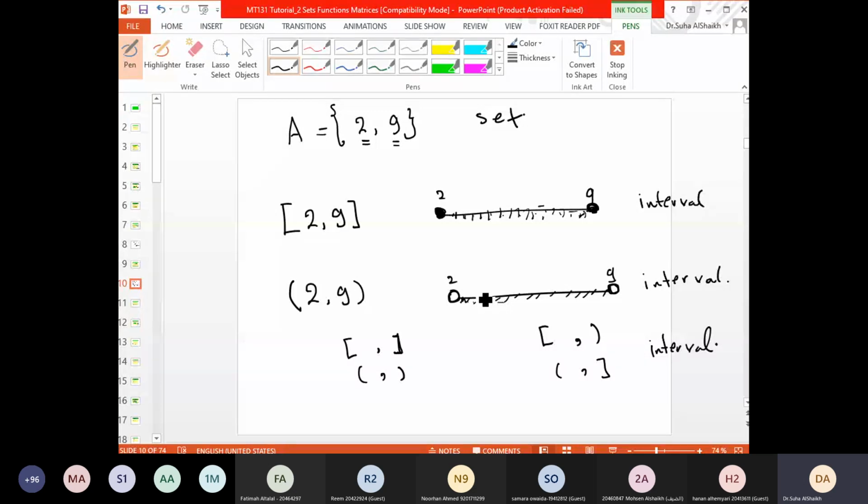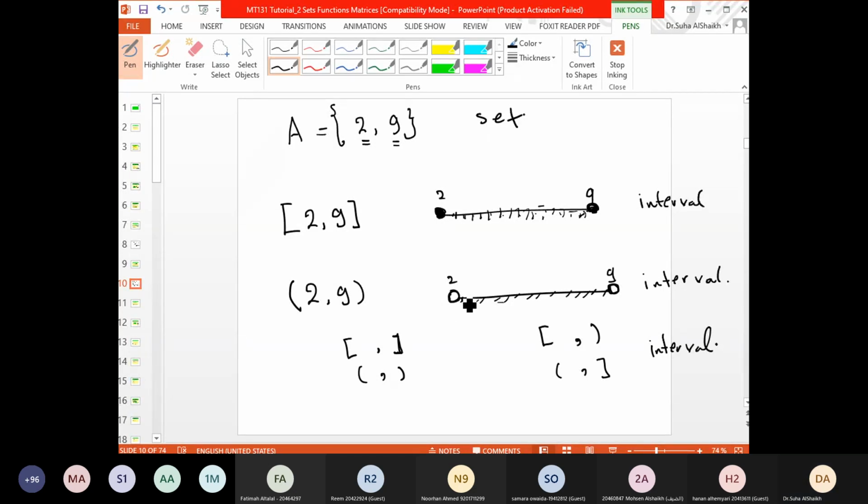Okay, طبعا they will never ask you to list the element. صعب ان احنا list the element from 2 to 9. We have infinite number of elements. ما عندي عدد غير منتهي. And I can't say 2.1, I can't say 2.01, I can say 2.0001.